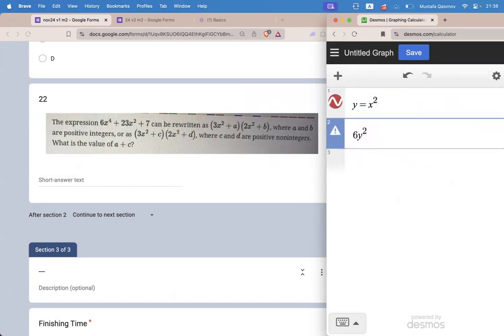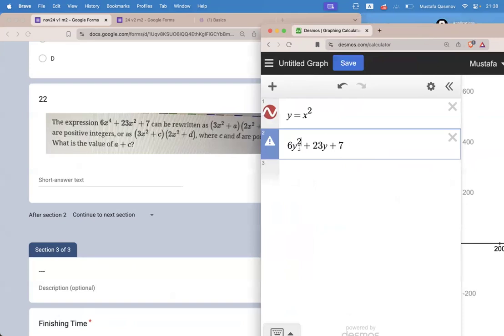6y squared plus 23y plus 7. Okay. But here, for finding its x-intercept, we have to say x again.